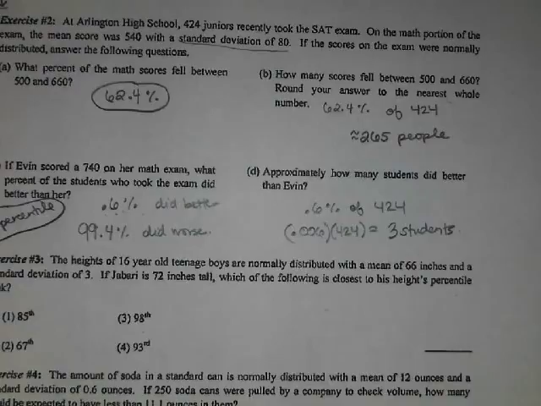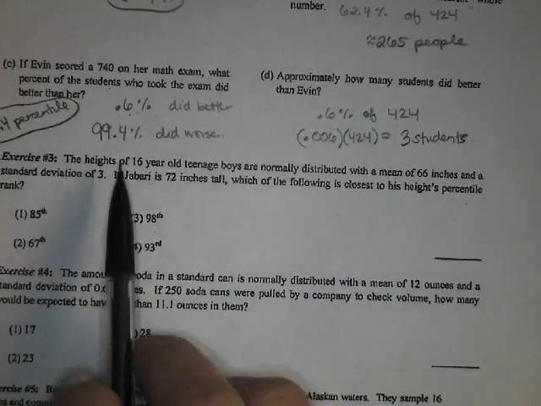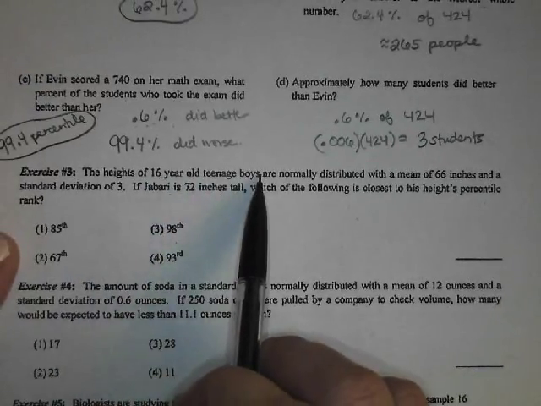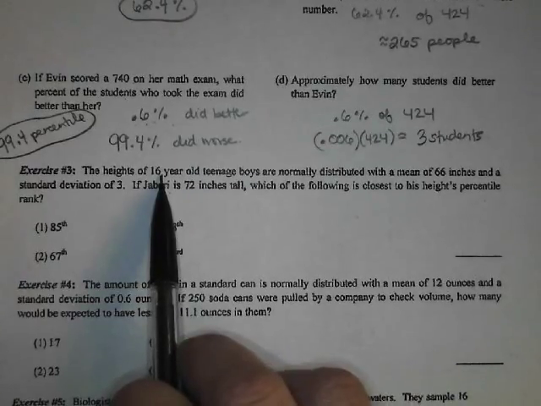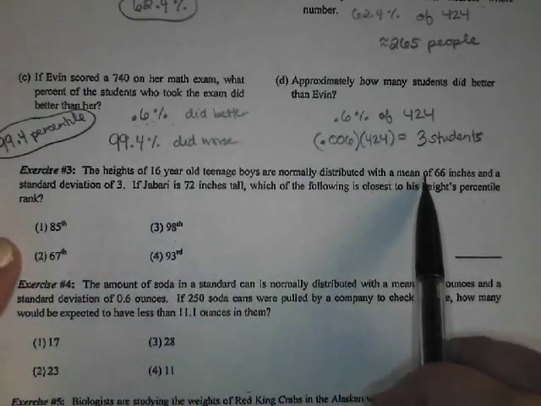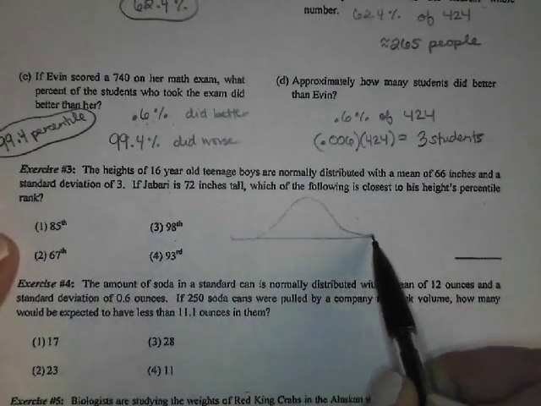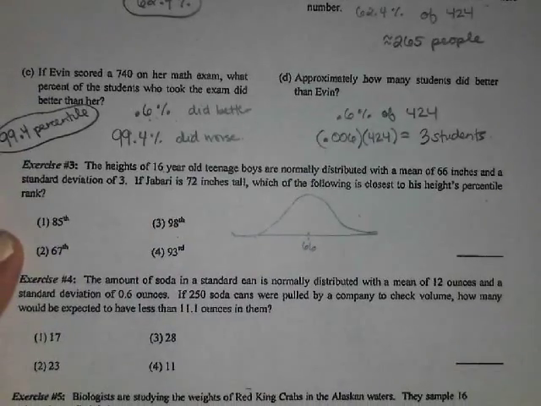All right. Exercise 3. The heights of 16-year-old teenage boys are normally distributed. Don't let that 16 fool you. That's not giving you anything about their height. That's telling you their age. So that's just a number that's in there to throw you. With a mean of 66. So when I draw my graph, 66 is going right in the middle. And a standard deviation of 3.